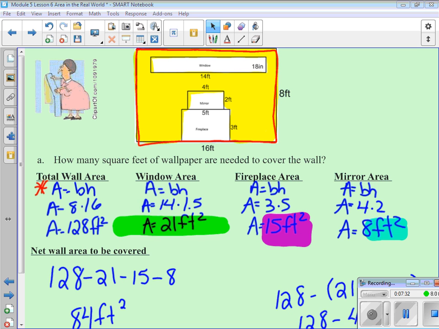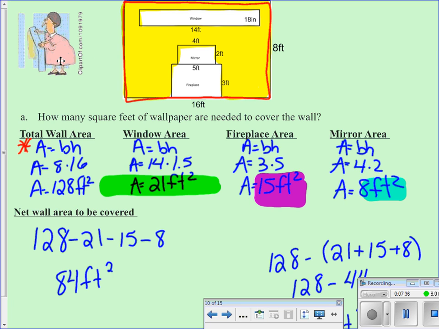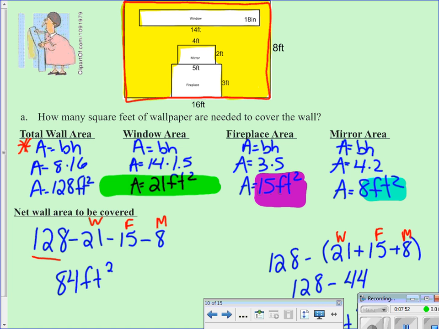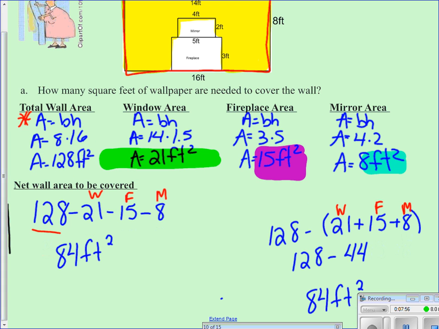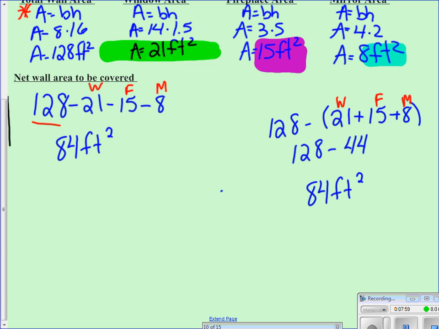So we have two choices. There are two ways we could solve this. The first way is we could take the total area and then subtract the window, the fireplace, and the mirror. Or what we could do is add the window, the fireplace, and mirror together and then just subtract it once. So either way is perfectly acceptable. Either way, the area that needs to be covered is 84 feet squared. Now I keep saying the area that needs to be covered, that's called our net wall area.